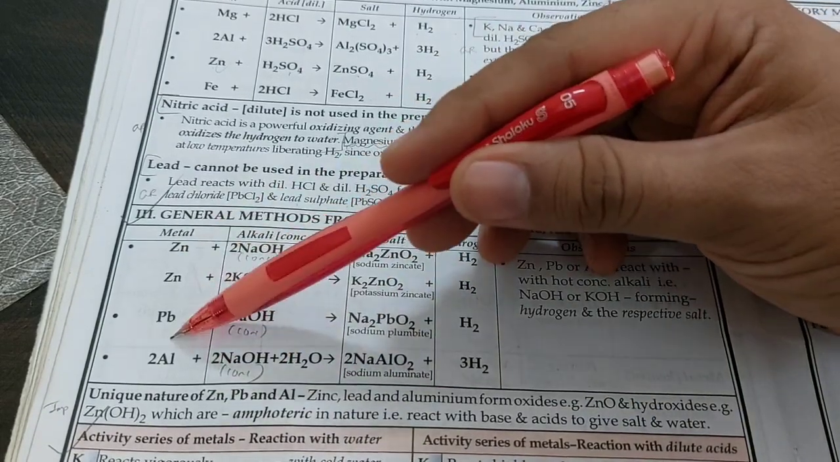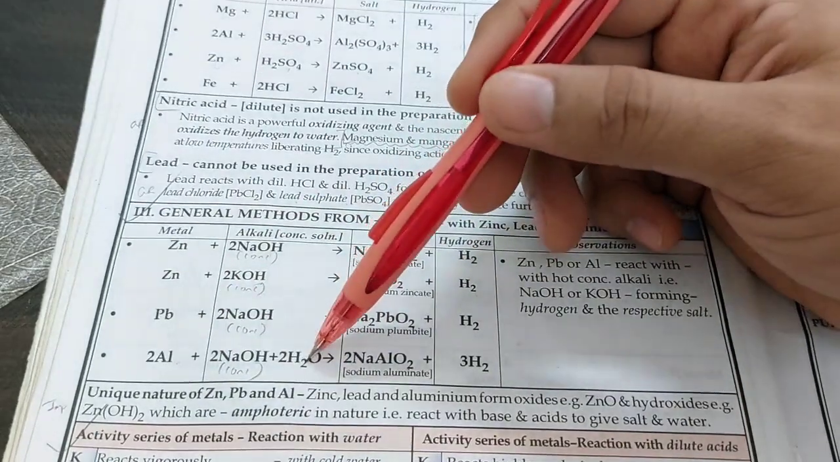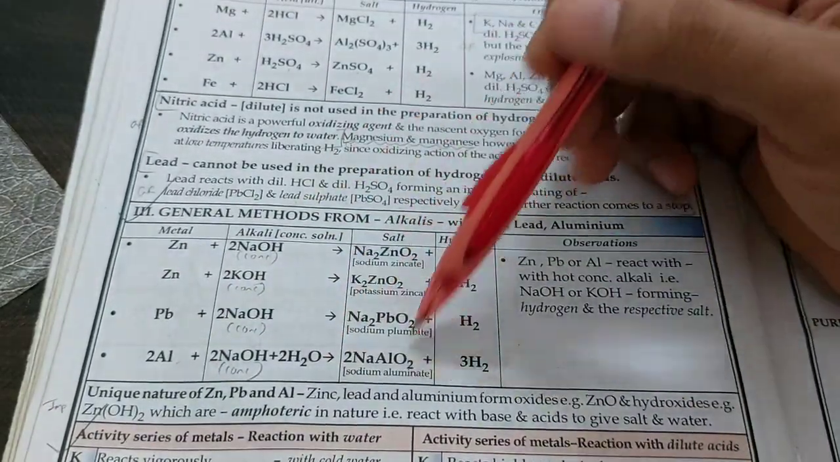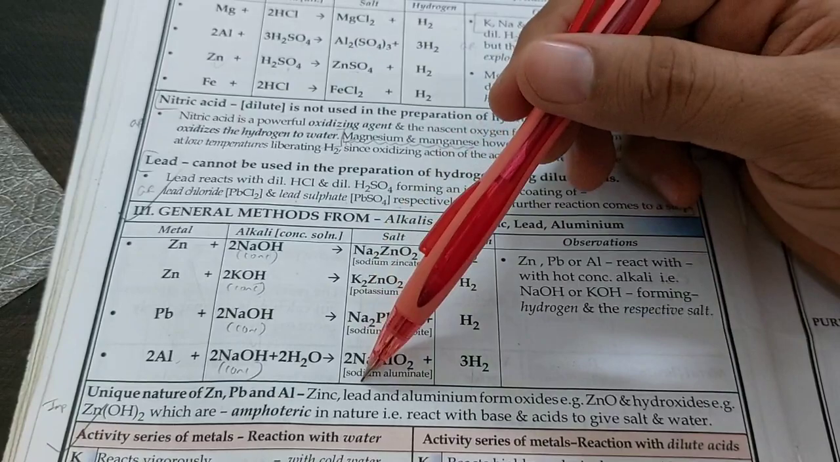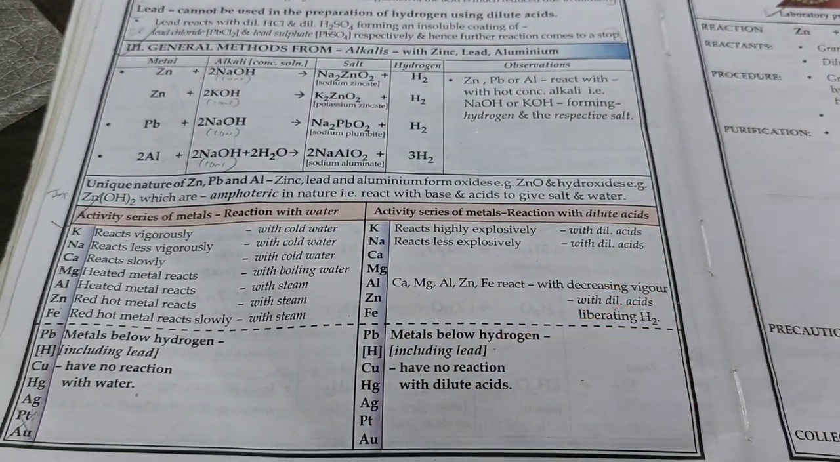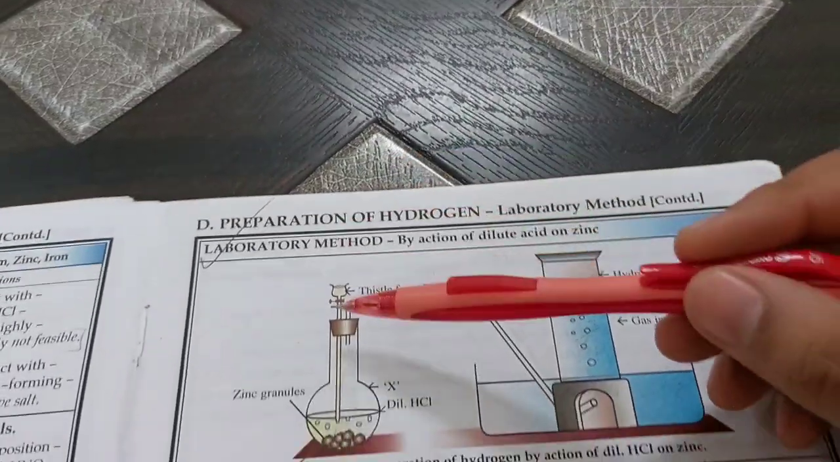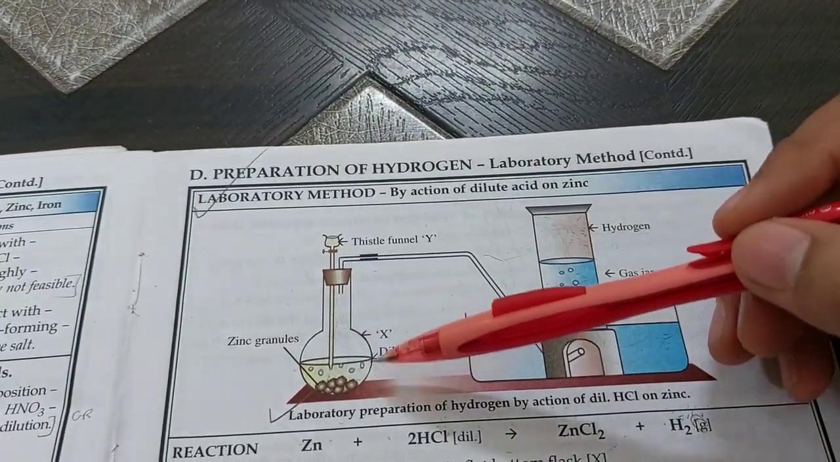So remember these 3 metals. Don't forget to mention conc. here, and for aluminum there is a special condition, water is also involved in the reactants. They form salt and hydrogen. They are complex salts. Learn the formula and the name. Activity series, we know what that is. Learn the list.